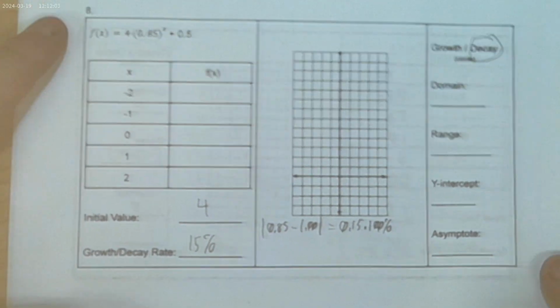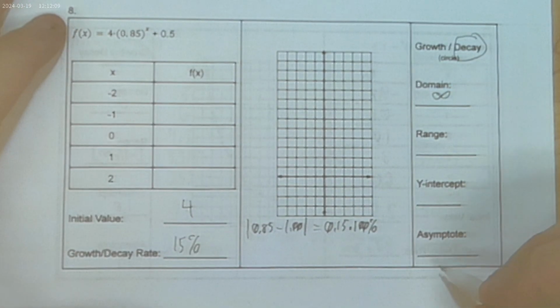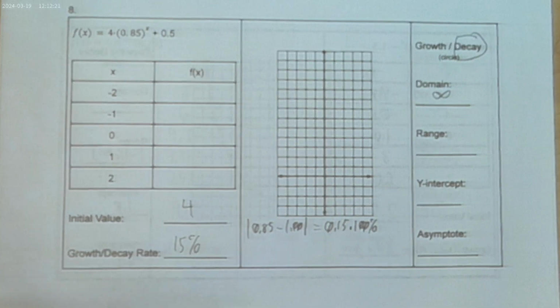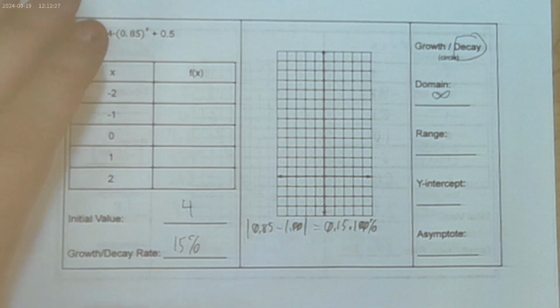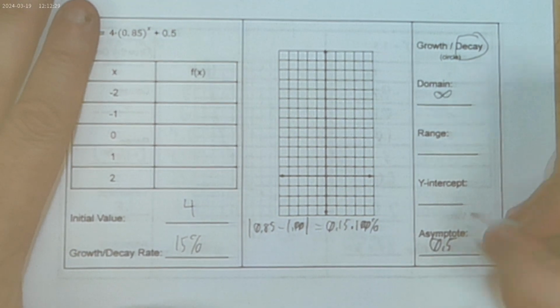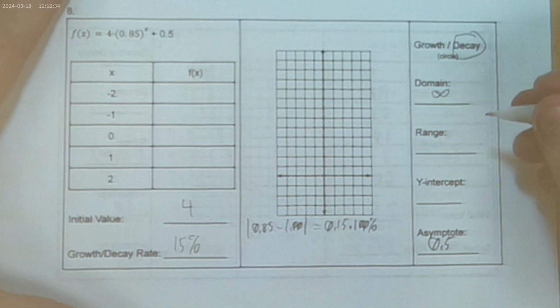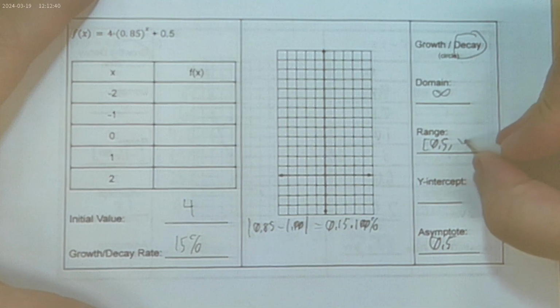Like I said, you do enough of these, you start picking things up pretty quickly. Domain, as ever, is going to be infinite. The asymptote is going to be a little bit tricky, because it used to be that if we subtracted it, then the lowest value was going to be lower than 0. But what if we add it? Well, that just means that the lower value is going to be greater than 0. As a matter of fact, it's going to be 0.5. That is going to be the lowest possible value that we can get with this function. So our range is going to be 0.5 all the way up to infinity.